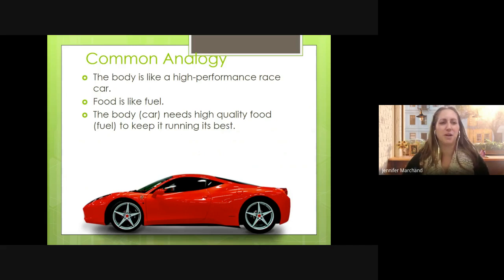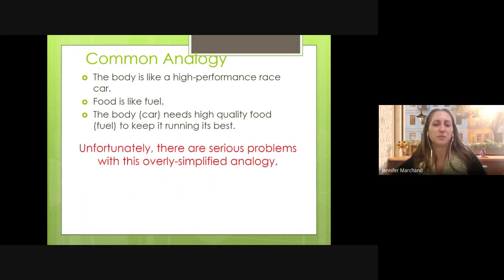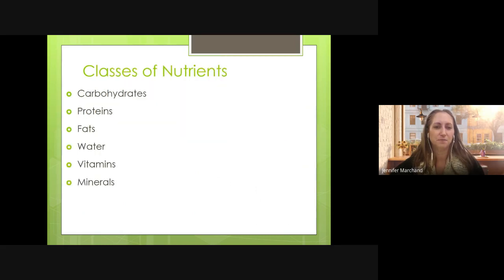we'll talk a little bit in here about what our bodies need. There's obviously this is a very simplified analogy, but as we go through the different macro and micronutrients, you'll be able to see what exactly our bodies need to run.